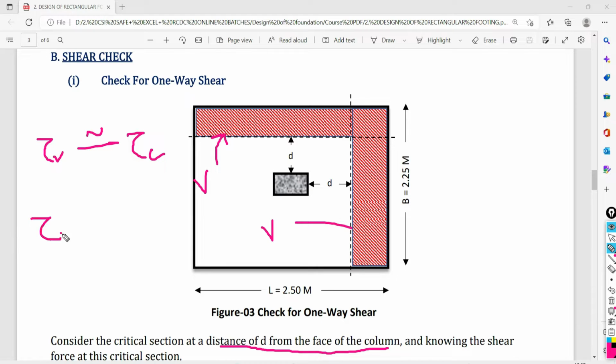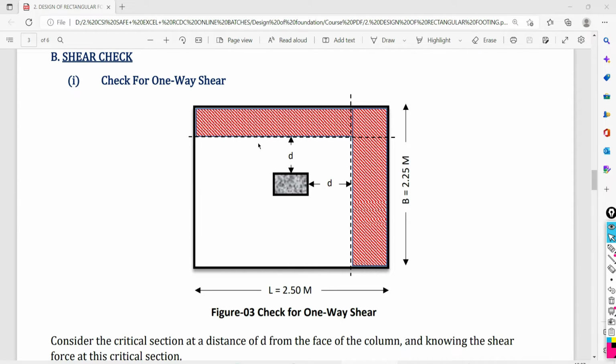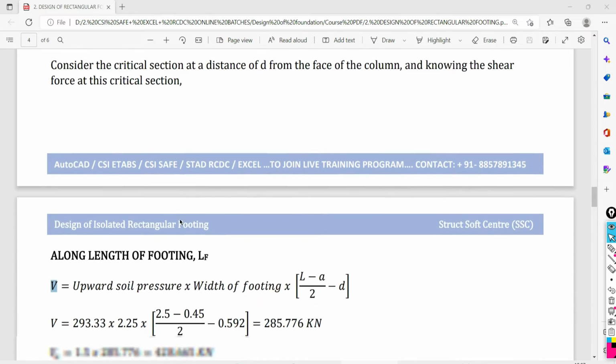If your nominal shear is less than your critical shear, then we can say that our provided depth is safe. But in a situation when your nominal shear becomes more than your critical shear, then we say that our provided depth is not safe. We need to increase it, we need to revise it. So let's follow these steps to know whether the nominal shear is less or more than your critical shear. So what is the formula?